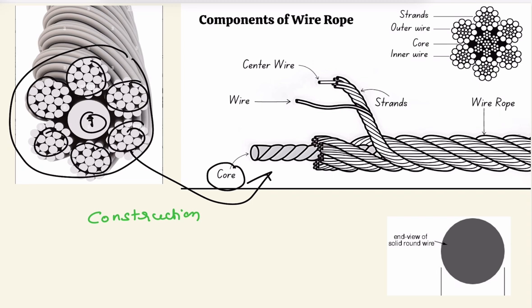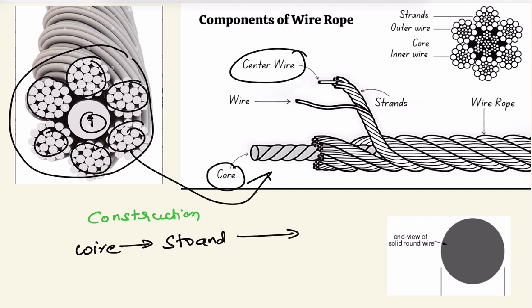And now how are these strands formed? These strands are also formed with a central wire, and around this center wire, a number of wires are twisted. Multiple wires are twisted. So how does this construction work? First of all, we have a single wire. This single wire is twisted around a central wire to form a strand, and these strands are twisted around a core to form the wire rope sling.